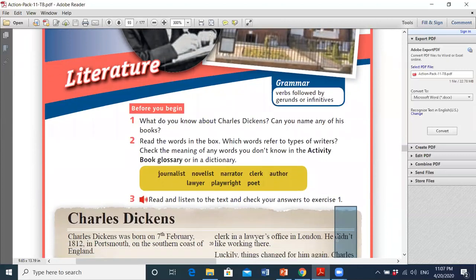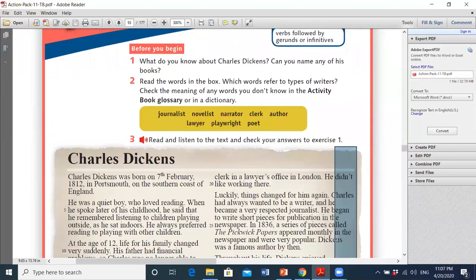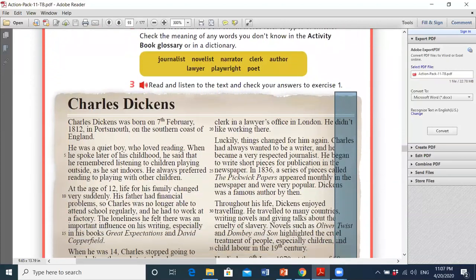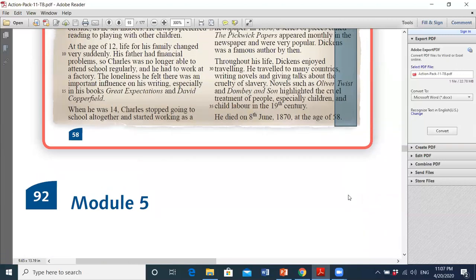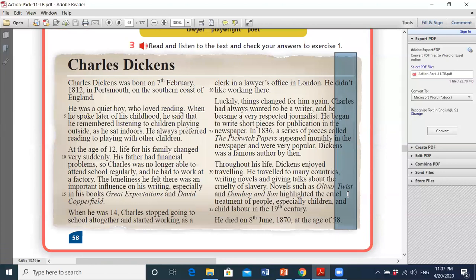Let's move to the reading and start with Charles Dickens. So, Charles Dickens was born on the 7th of February, 1812 in Portsmouth on the southern coast of England. He was a quiet boy. Quiet boy means he wasn't very active or loud. What did he do? Who loved reading.